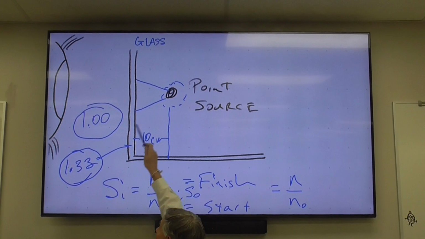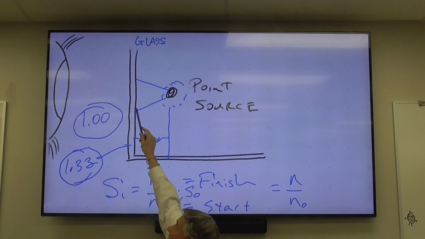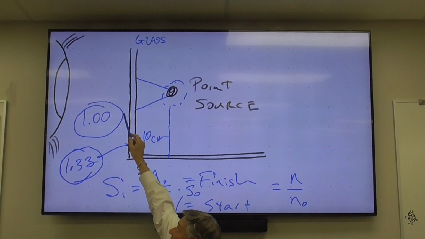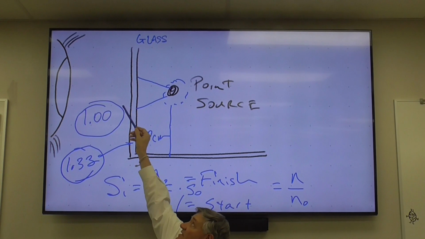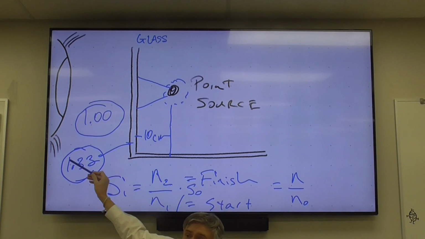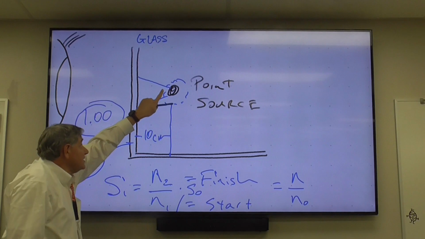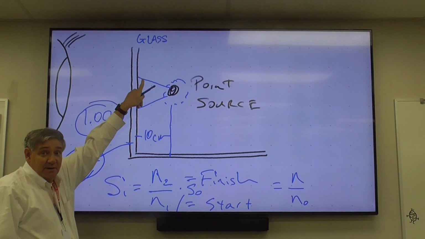So this thing is going to come out like this. It's going to transition from this glass out to here. This side is going to speed up. Boom. It's going to come down like this. Now, is the same thing going to happen with a ray of light coming up like this?